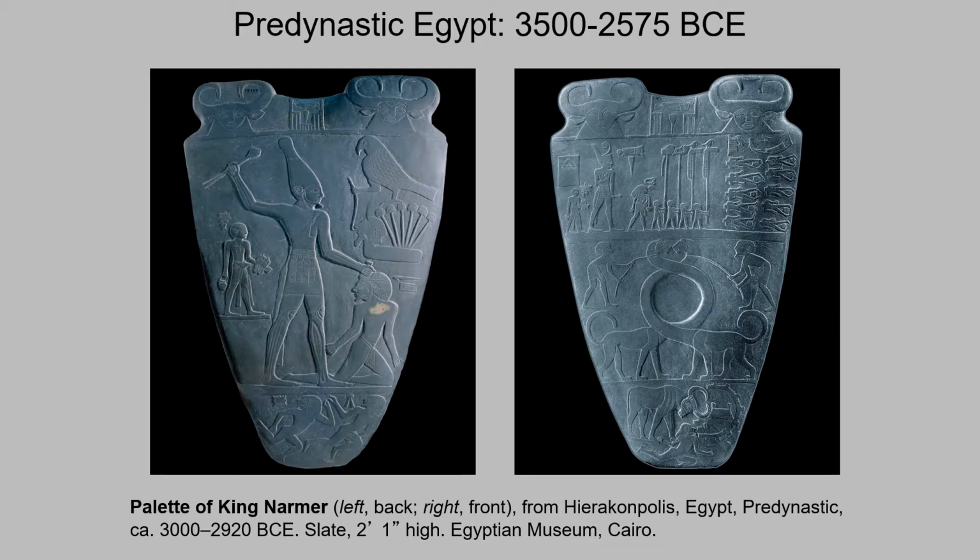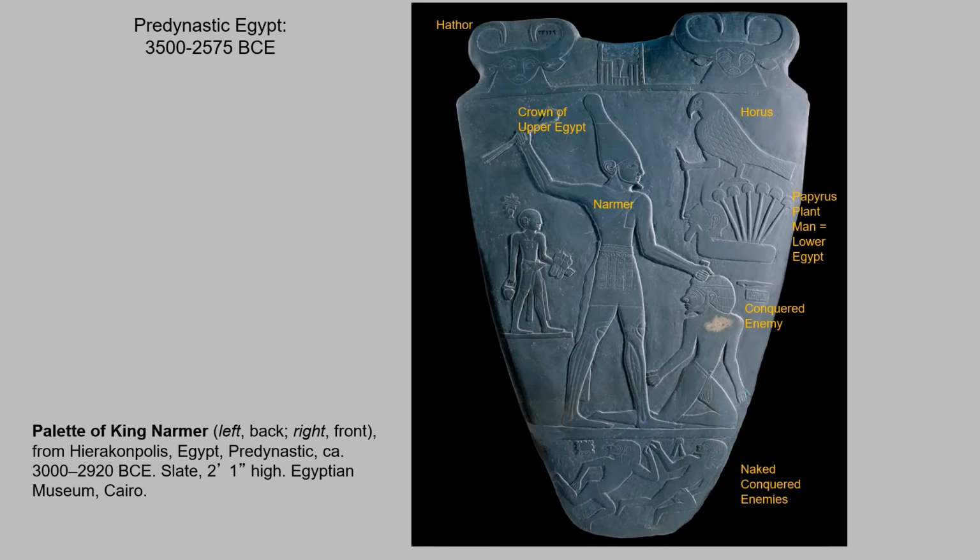So this is a palette. A palette is a device you use to mix pigments on. Painters use palettes. This is a makeup palette. Although it was probably never used as an actual makeup palette to mix makeup, but was instead used as a ceremonial object.